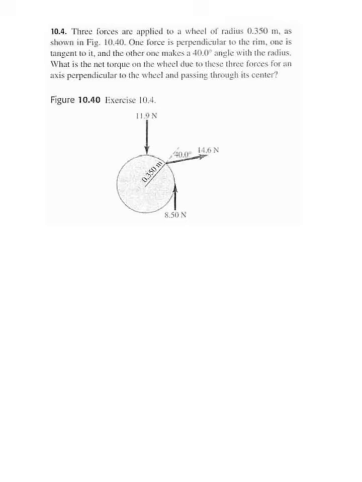For problem 10.4, we're looking at three different forces and how they're applied. There is one force here, 11.9 newtons. It's applied straight toward the center of the circle. There's another force over here, 14.6 newtons, that's applied at an angle there. And there's a force, 8.5 newtons, that's applied directly along the line that is perpendicular to the radius.